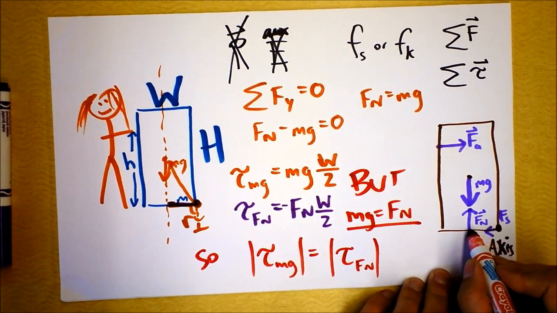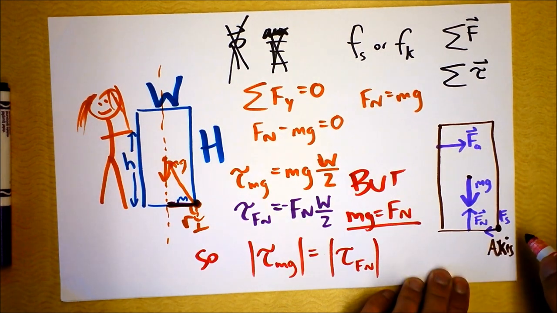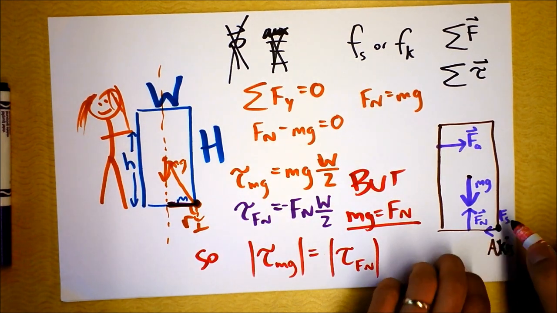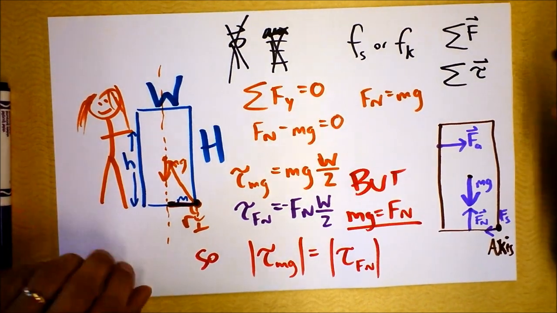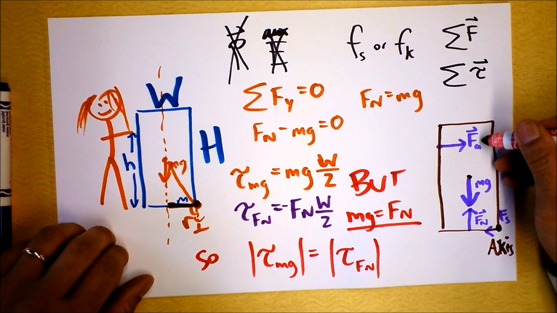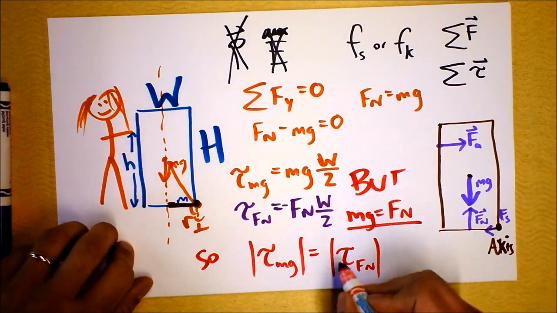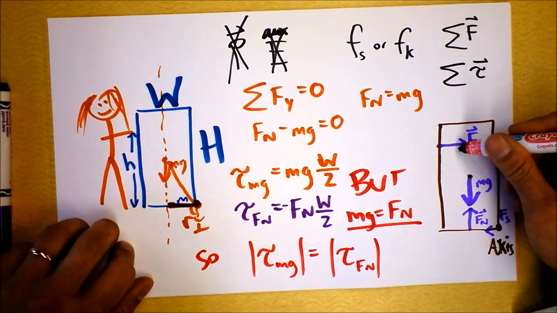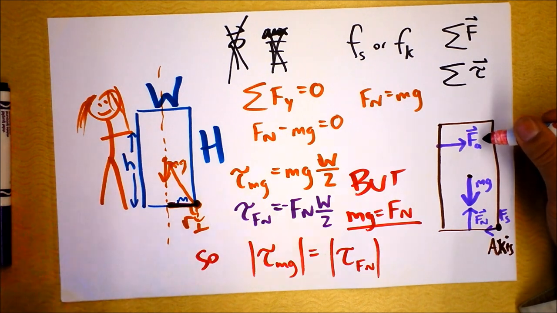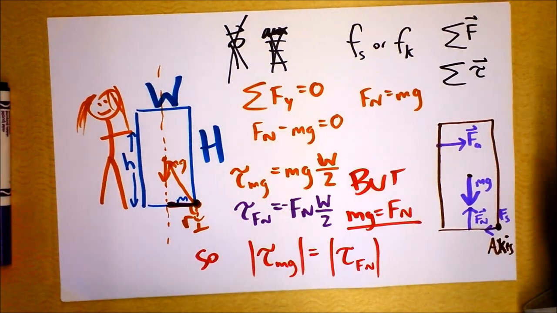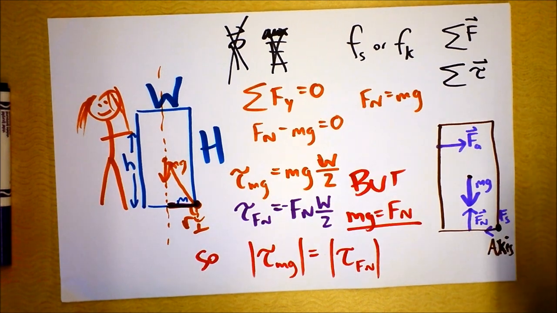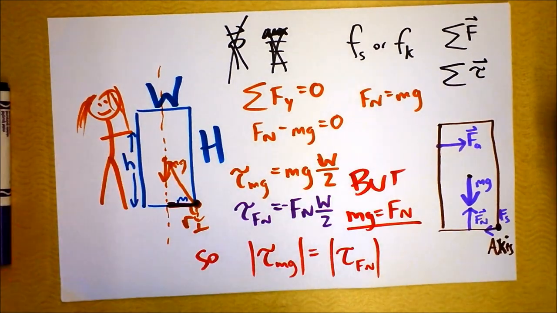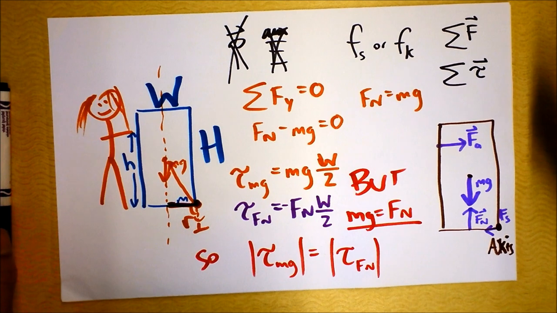If you're arguing that maybe it acts in the middle or maybe at the side, whatever, the line of action still goes right through the axis. So the frictional force is not going to rotate the block at all. But there is an applied force. So if these two torques are equivalent, then any arbitrarily small applied force will rotate the box. But you know that's not true. You need to put a certain force on every box to get it to rotate.